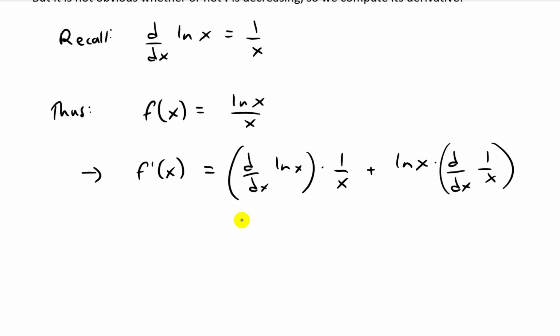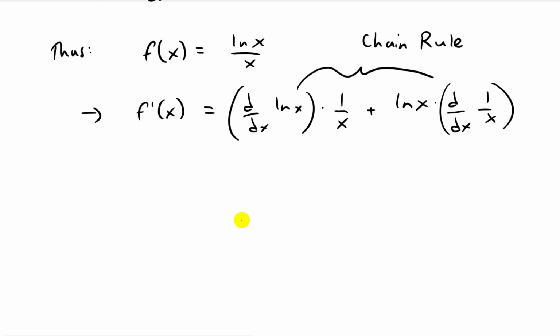Chain rule, top there, where you basically take the derivative times the other function, plus then that function times the derivative of the other function. So this is going to be equal to 1 over x times 1 over x, like that, plus ln x and now the derivative of this 1 over x.